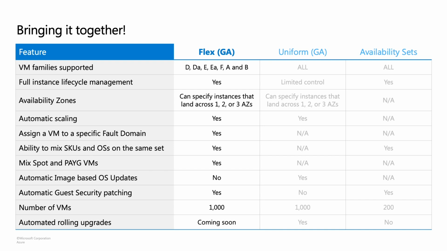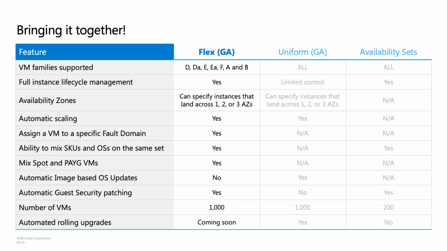I talked about fault domains. I talked about mixing SKUs. That's available in VMSS Flex, mixing spot and pay as you go. You can create a VMSS which is spot only, and you can add an on-demand or a pay-as-you-go VM to an existing scale set when you create it. Now you can do that, so it makes the operations a bit easier.